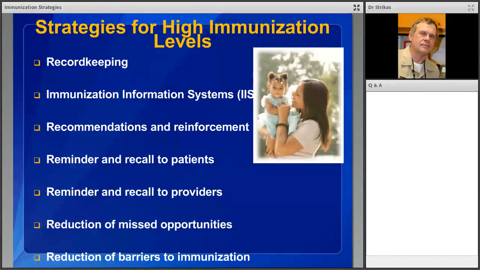Although a substantial portion of this presentation and the related Pink Book chapter are devoted to AFIX, certain other strategies for improvement of immunization levels deserve emphasis. These are complementary to AFIX. Their adoption will support the goals of AFIX, that is, raising immunization coverage levels, and will facilitate the AFIX process and ensure a favorable outcome of an assessment. And these include record keeping, Immunization Information Systems, or IIS, recommendations and reinforcement by providers, reminder and recall to patients, reminder and recall to providers, reduction of missed opportunities, and reduction of barriers to immunization.